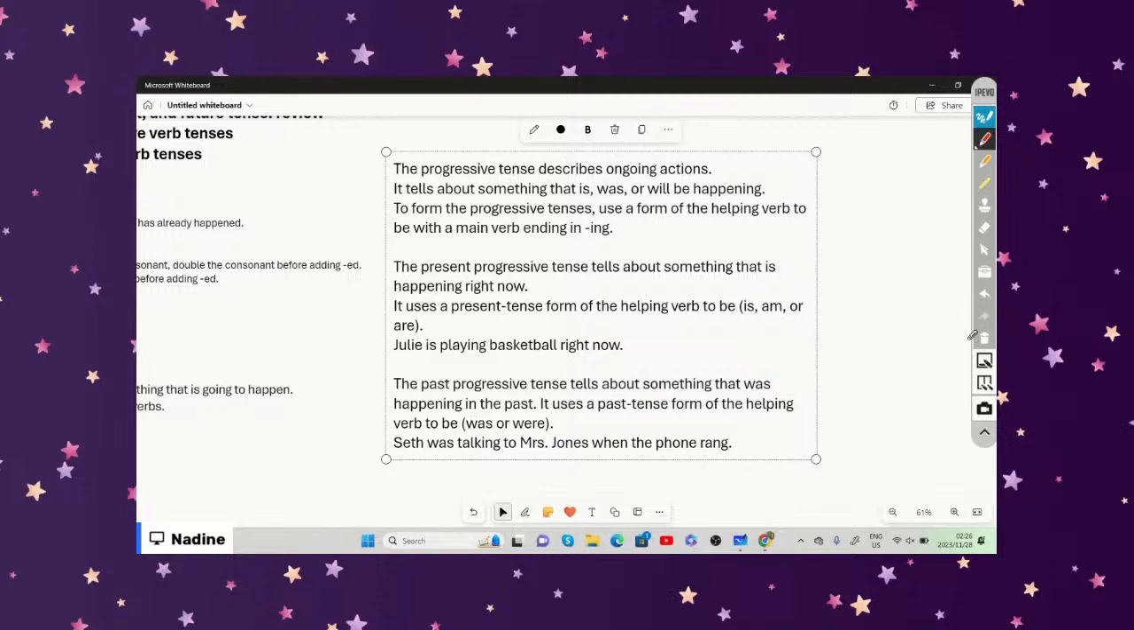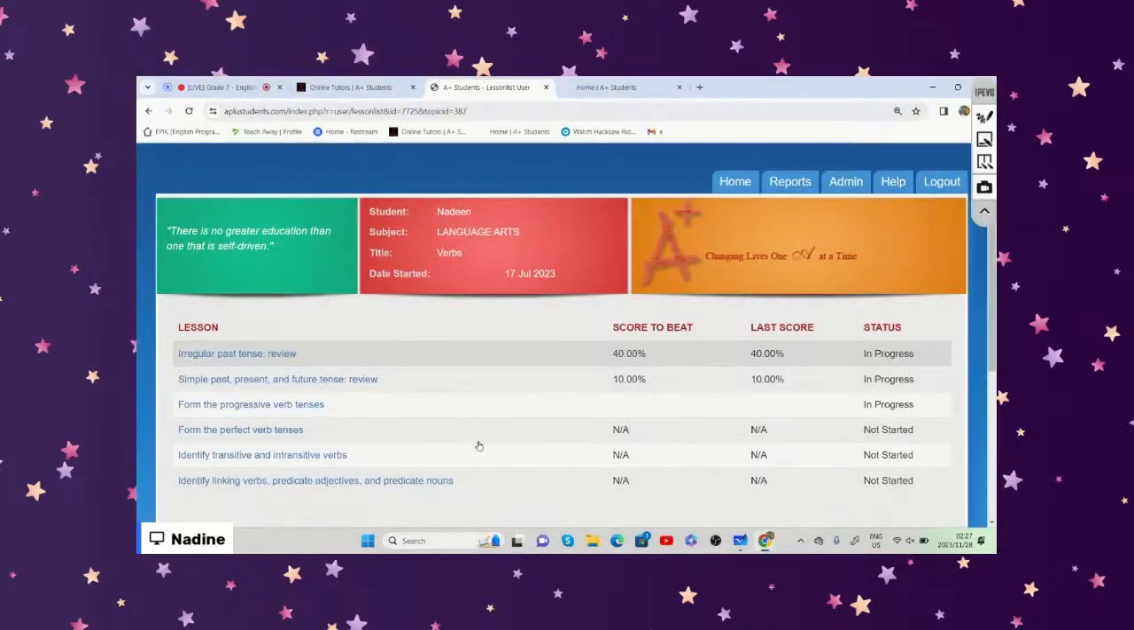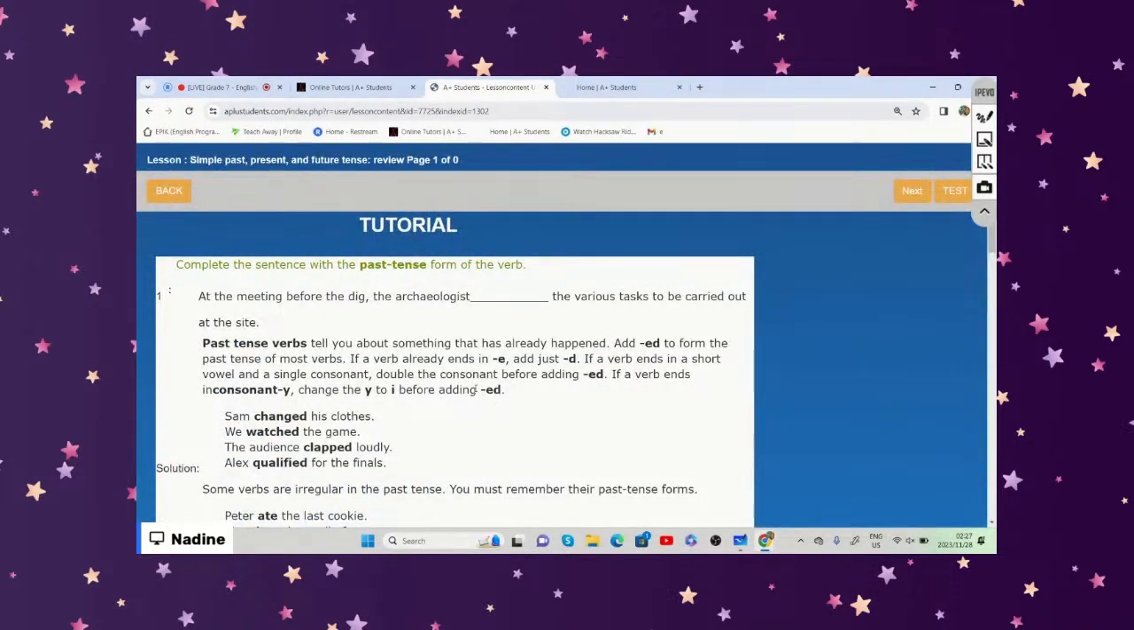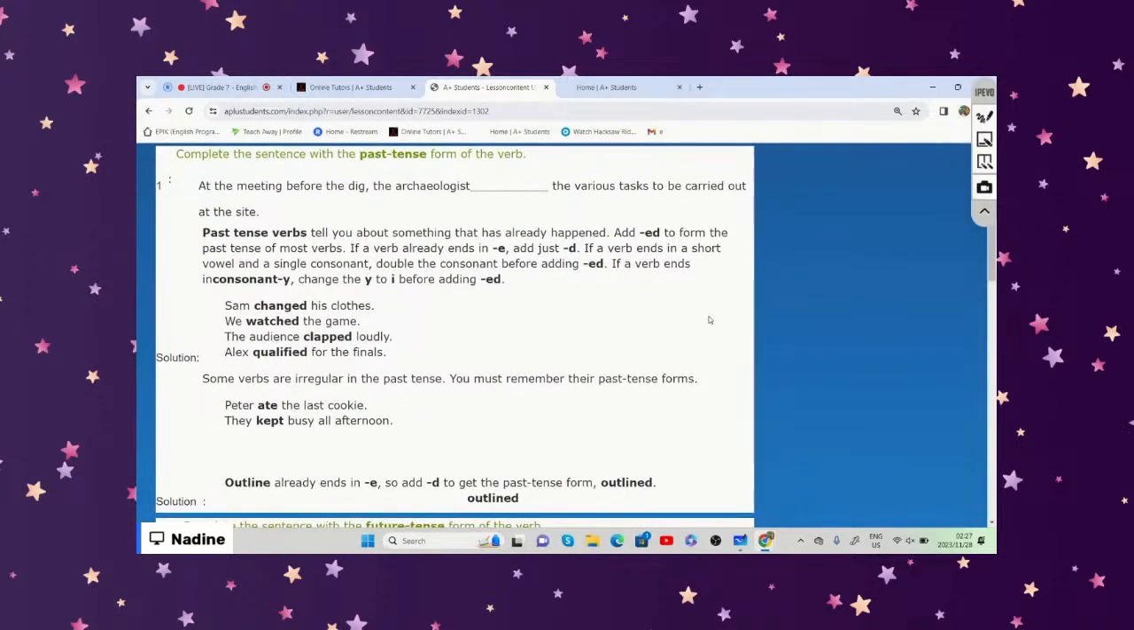All right, so we say that we are doing our tutorial lessons on aplusstudents.ca. So now let's go to aplusstudents.ca, and we're going to simple past, present, and future tense. So we're not going to dwell much on it because we have basically explained it.